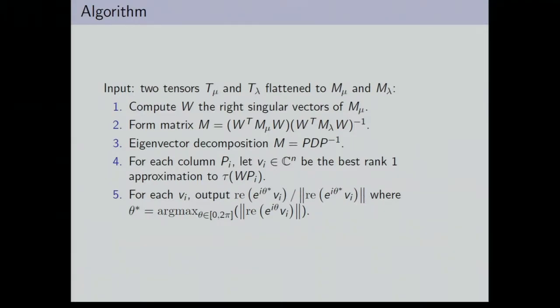So, yeah, I guess the takeaway from this slide and for most of this talk is that you have two tensors with the same vectors in their outer product decomposition. You take one, you squish it into a matrix. You take the other, you squish it into a matrix, take its inverse, and then you diagonalize. That's the major idea.